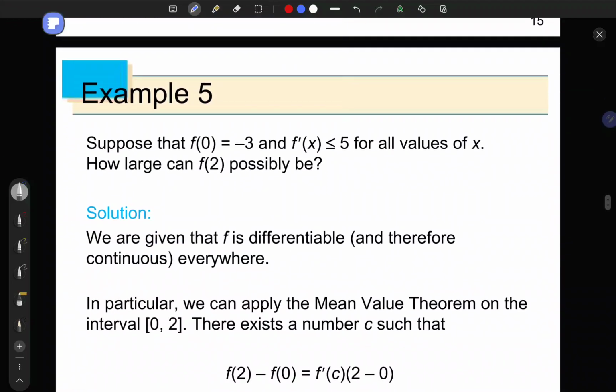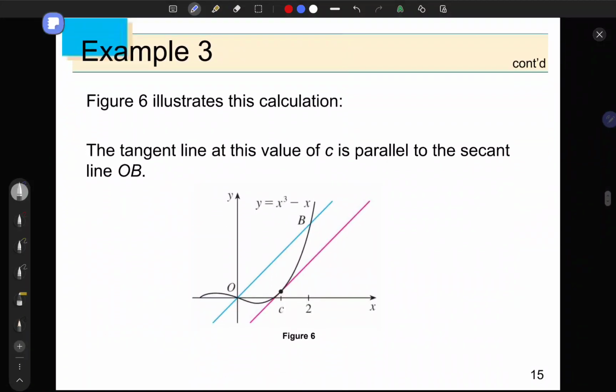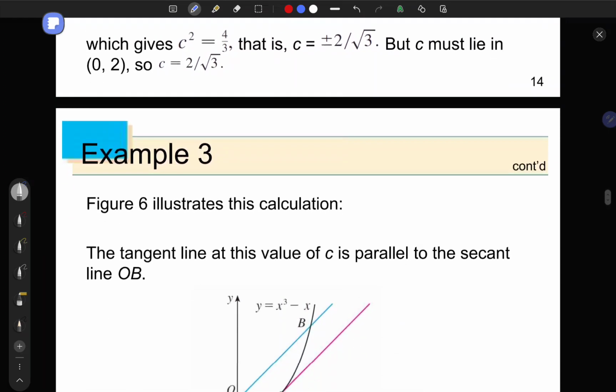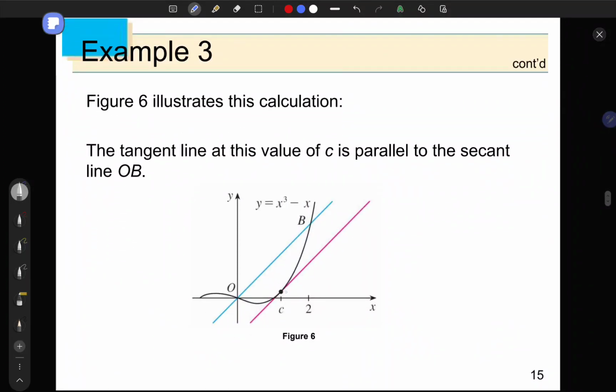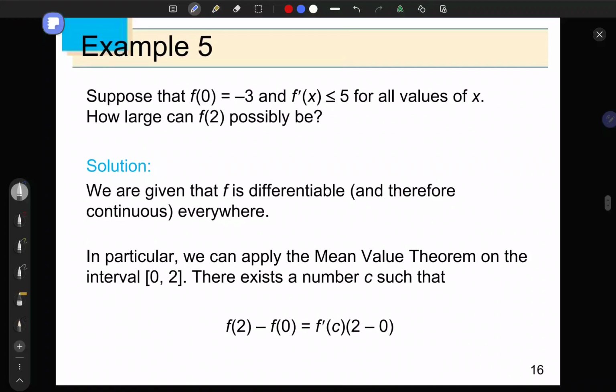So if we look here, at the value c that we got, this is the tangent line at this value. We can see that it is parallel to OB. It can be a bit confusing at first, but hopefully once you do a few more exercises, it will be much easier.